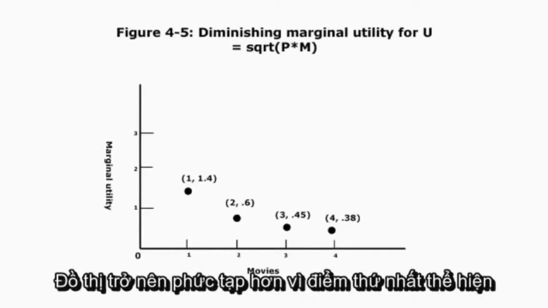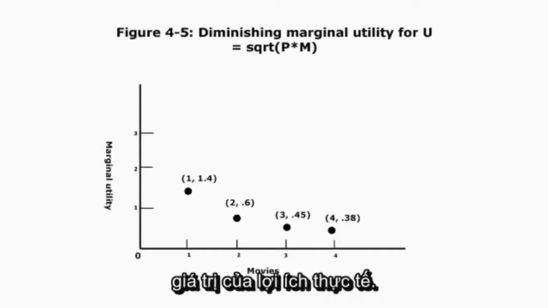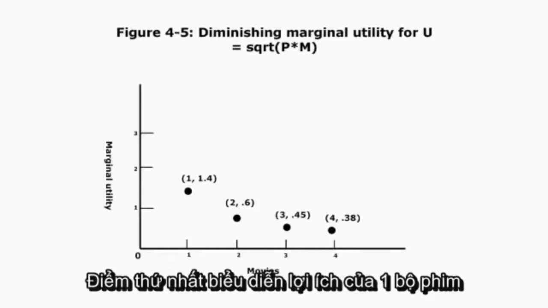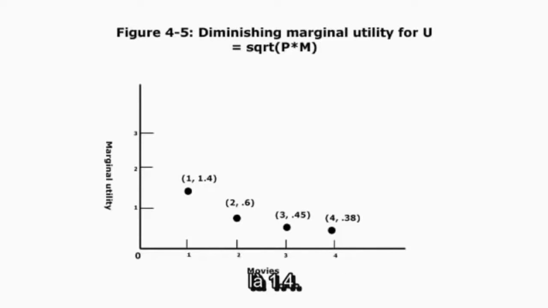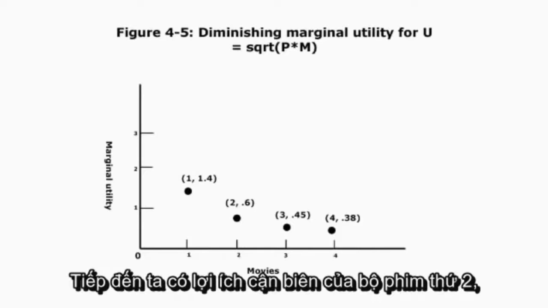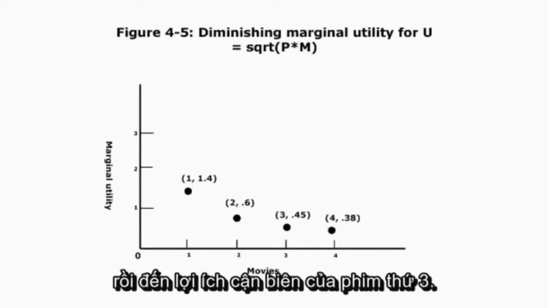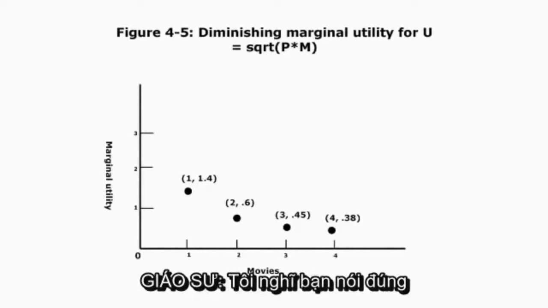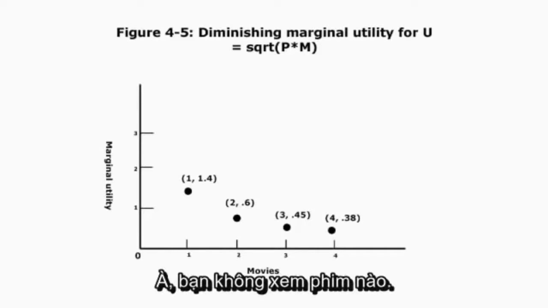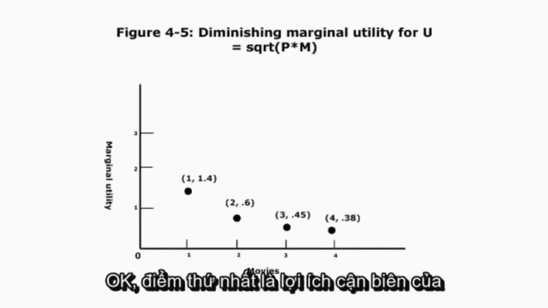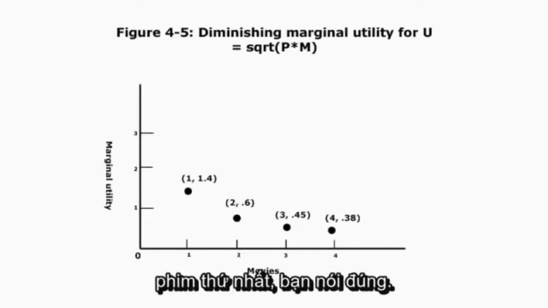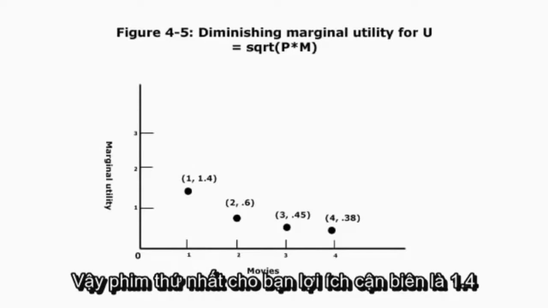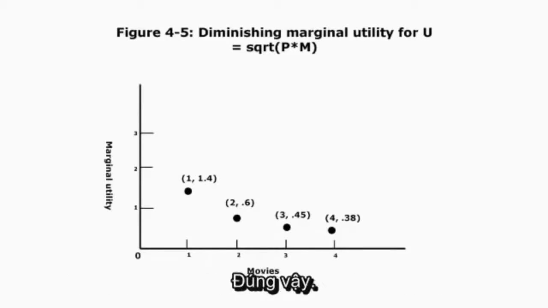So this graph is messed up because the first one is an actual utility level, and then for the second movie I give the marginal utility, third movie marginal utility. Yeah, I guess that's right, because you're at 0 movies. Right, you're right. So the first one's the marginal utility of the very first movie. The very first movie gives you marginal utility of 1.4 because you go from 0 to square root of 2. That's right, my bad.